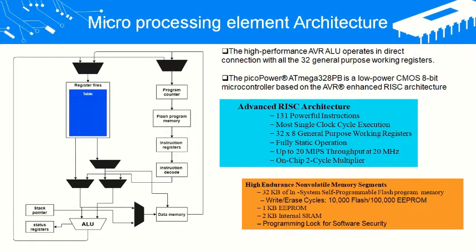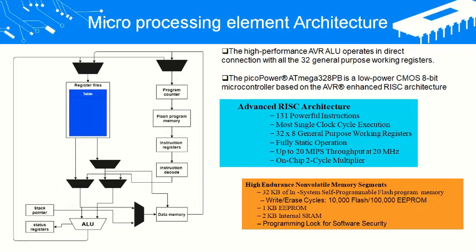Now moving to the next, the microprocessing element architecture. In order to maximize performance and parallelism, the AVR uses a Harvard architecture. We will see how I have drawn this, with separate memories and buses for program and data. Instructions in the program memory are executed with single level pipelining. While one instruction is being executed, the next instruction is prefetched from the program memory. The concept enables instructions to be executed in every clock cycle. The program memory is in-system reprogrammable flash memory.